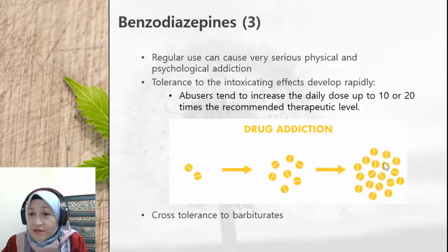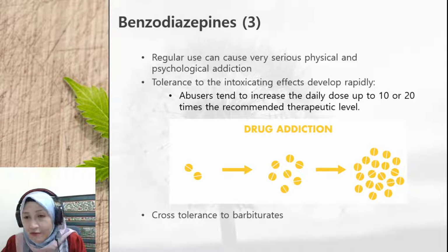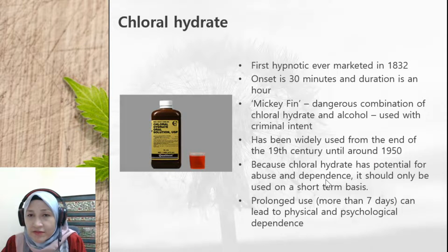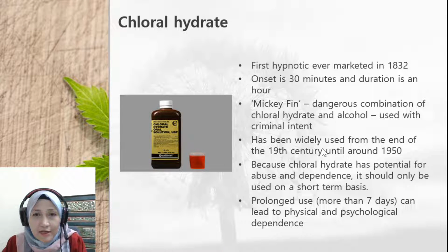So regular use can cause very serious physical and psychological addiction. So it is also very prone to addiction. Tolerance to the intoxicating effect develops very rapidly. Abusers tend to increase the daily use to 10 to 20 times the recommended therapeutic level. So abusers can increase the daily dose at a fast rate, up to 20 times the recommended therapeutic levels if they take it every day on a regular basis. And of course it has a cross tolerance to barbiturates. So that's it for the benzodiazepine.